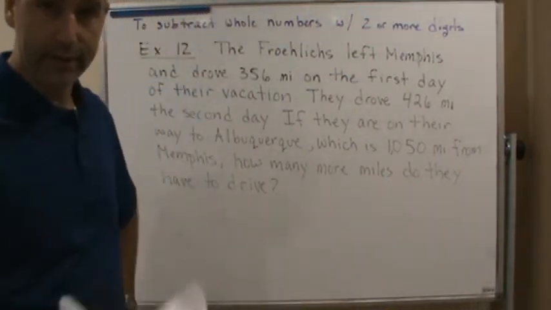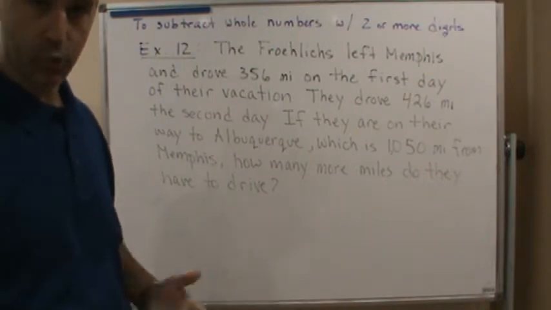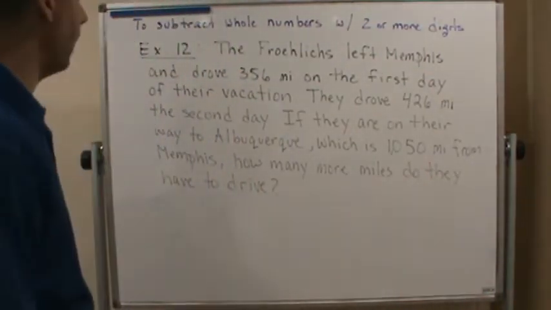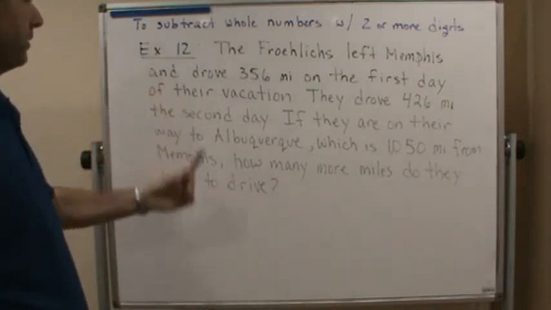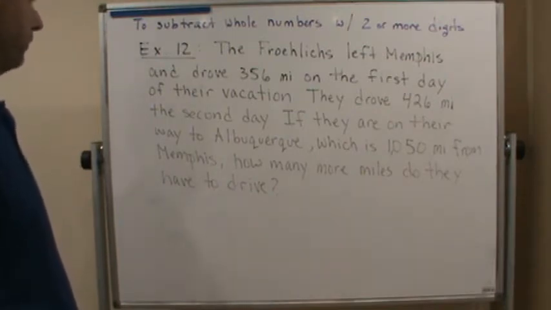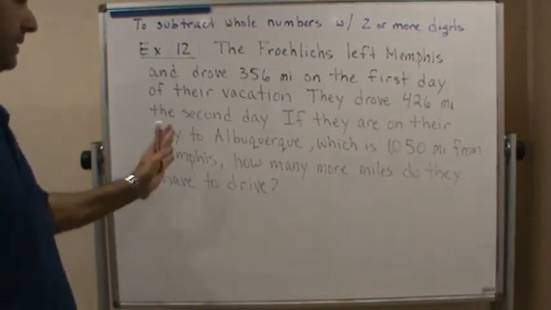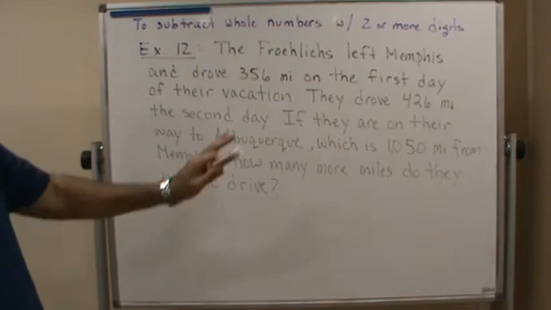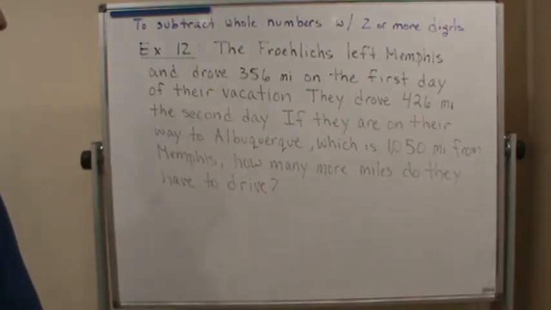Okay, so let's do an example of a word problem involving subtraction. Read the problem carefully. It says the Frolics left Memphis and drove 356 miles on the first day of their vacation, and they drove 426 miles the second day. If they are on their way to Albuquerque, which is 1,050 miles from Memphis, how many more miles do they have to drive? Okay, so that's the question.